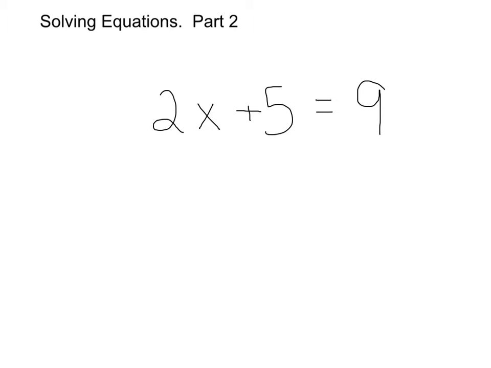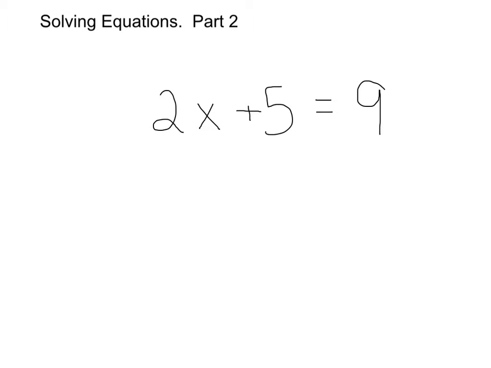In this presentation, we're going to continue to solve equations, but they're going to be a little bit harder. They're going to be two-step equations, and we're also going to look at some equations that have two different variables in them. So let's suppose that we have the equation 2x plus 5 equals 9.